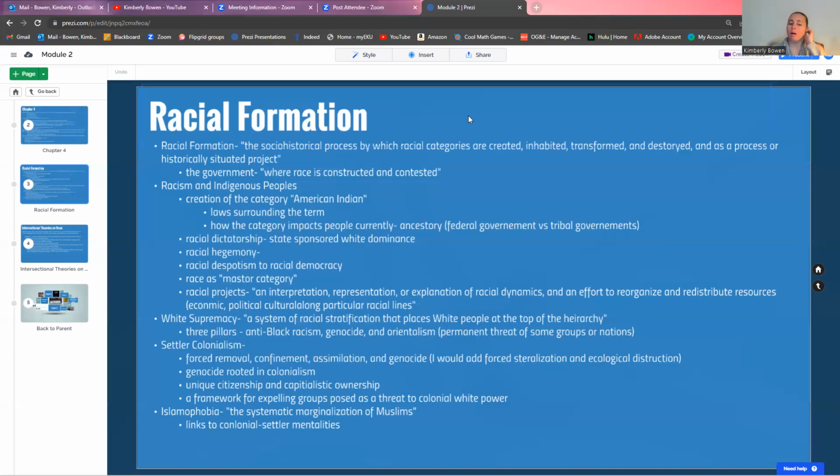There's also several terms that the book threw out in this chapter, and I kind of wanted to get at a couple of those just to give you guys some clarification. Racial dictatorship is really state-sponsored white dominance, and we saw this through the massive genocide, through Indian removal acts. We continue to see this through the ways in which the government does whatever it wants to with the lands of Indigenous people, et cetera, et cetera.